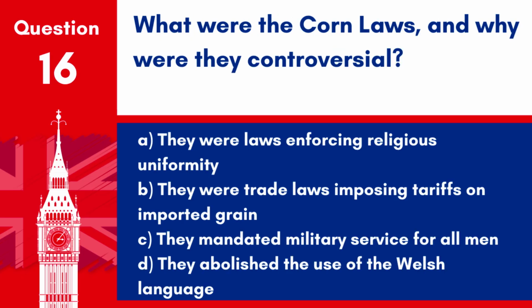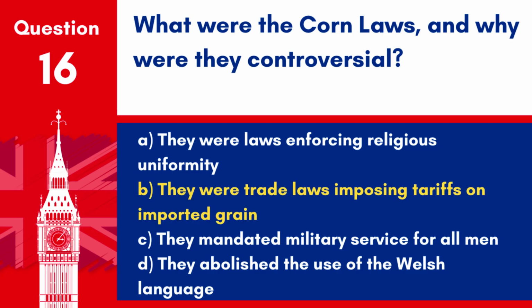Question 16. What were the Corn Laws and why were they controversial? A. They were laws enforcing religious uniformity. B. They were trade laws imposing tariffs on imported grain. C. They mandated military service for all men. D. They abolished the use of the Welsh language.